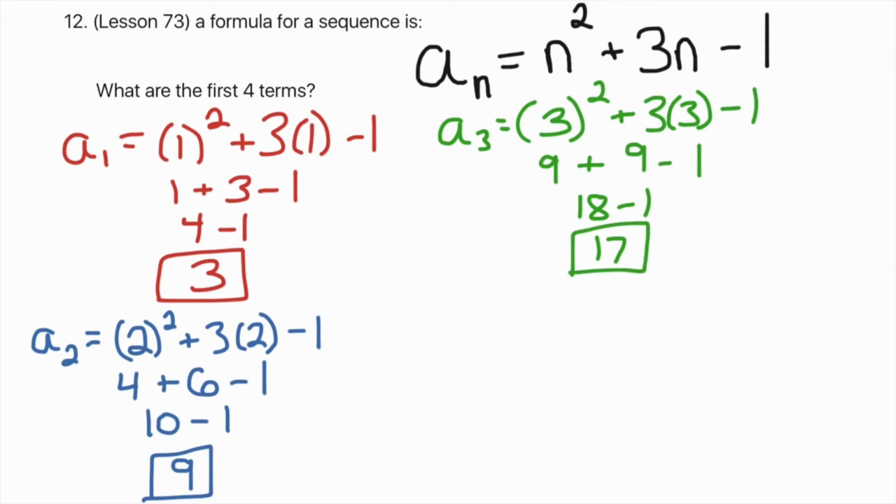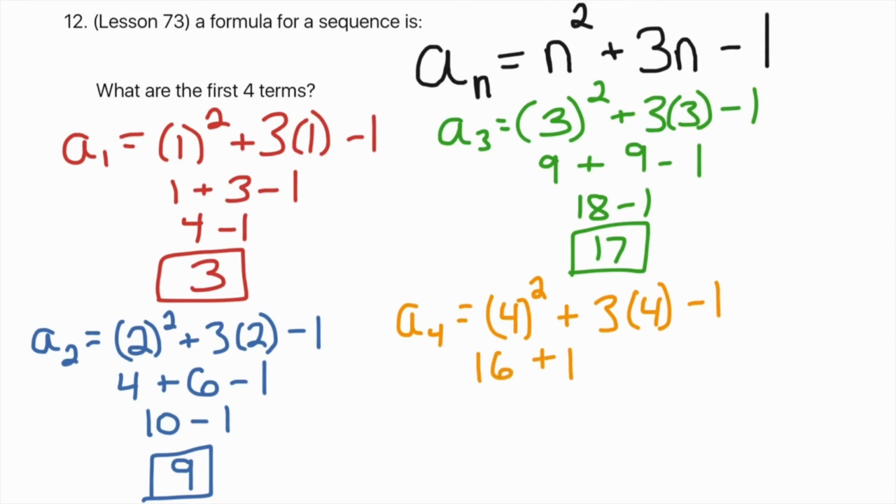And finally, we will move on to our fourth term. So we have A4 equals 4 squared plus 3 times 4 minus 1. 4 squared will give us 16 plus 12 minus 1. 16 plus 12 is 28 minus 1 is 27.